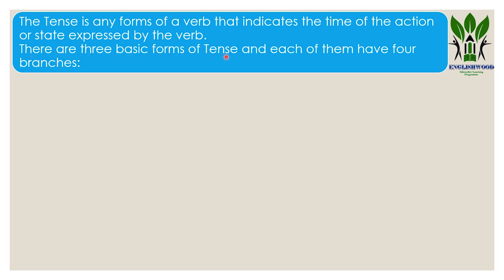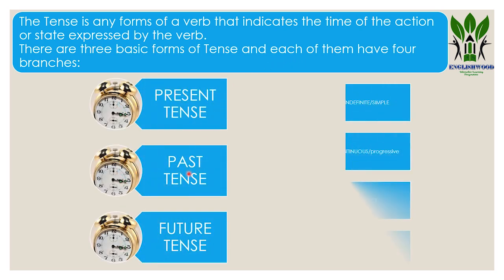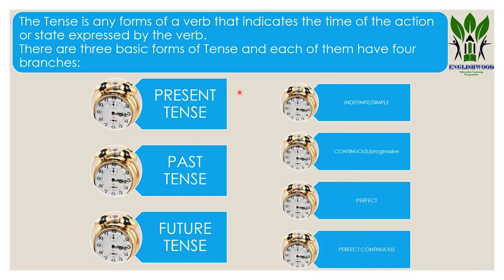And there are three basic forms of tense, and each of them has four branches. Let's see this one. So basically we have present tense, past tense, and future tense. The branches are present indefinite tense or present simple tense, right? Similarly, present continuous tense or present progressive tense, present perfect tense, present perfect continuous tense. Similarly, past simple, past continuous, past perfect, past perfect continuous, future simple, future continuous, future perfect, and future perfect continuous.